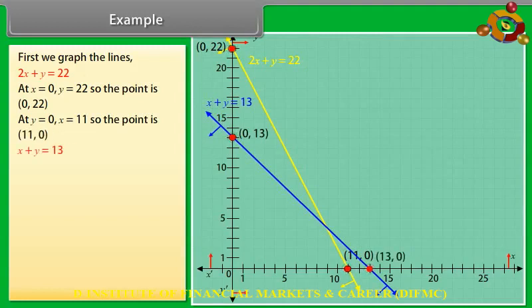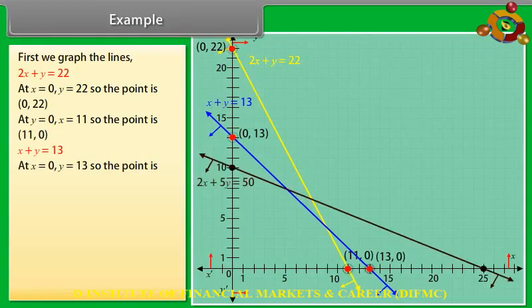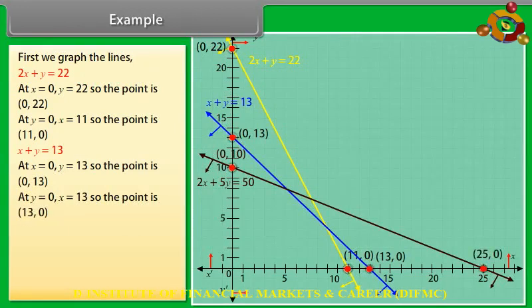x plus y is equal to 13. At x is equal to 0, y is equal to 13. So, the point is 0, 13. At y is equal to 0, x is equal to 13. So, the point is 13, 0.